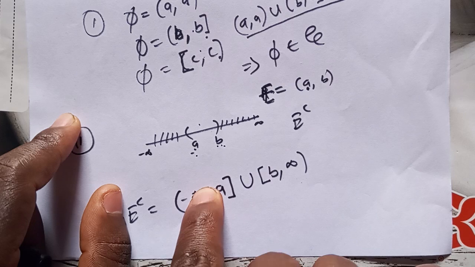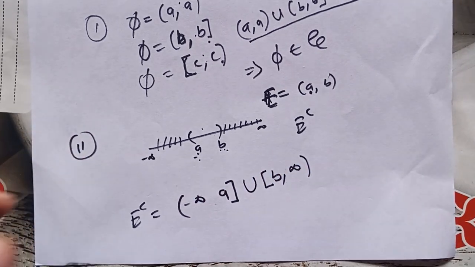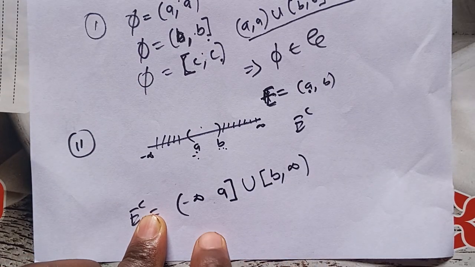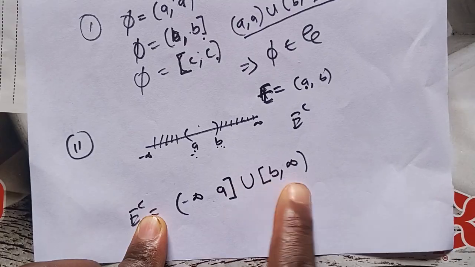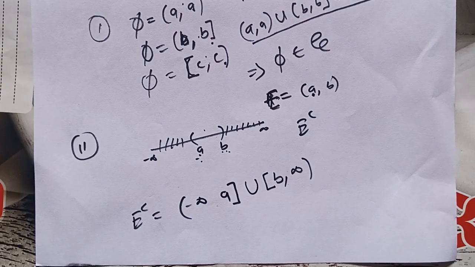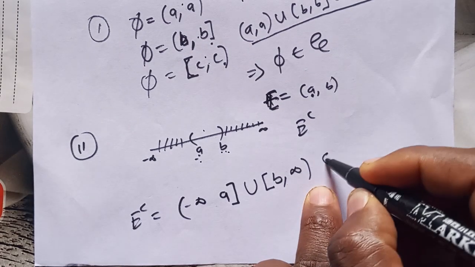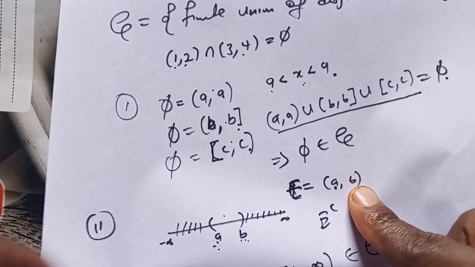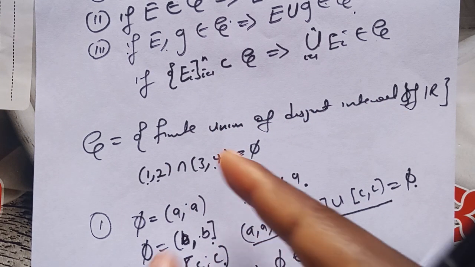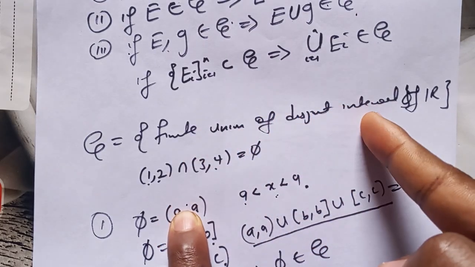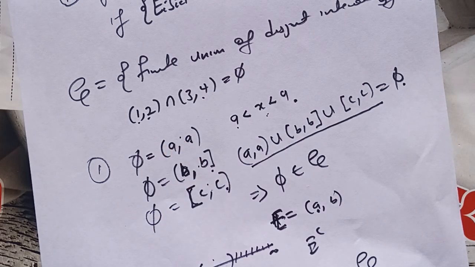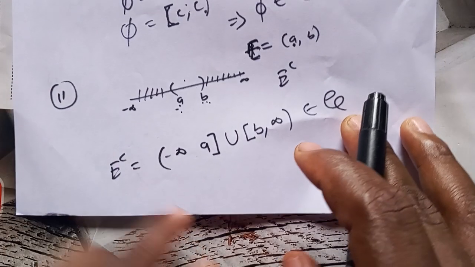Why are they disjoint? If you intersect them, it will give you empty, because an element in this interval is not in the other. So their intersection is empty, and their union is finite. This is just two intervals, so it is finite. Therefore it is in the algebra, because our algebra by definition is the finite union of disjoint intervals. Once I can find a finite union of disjoint intervals, it is inside this algebra. So the complement is also in it.